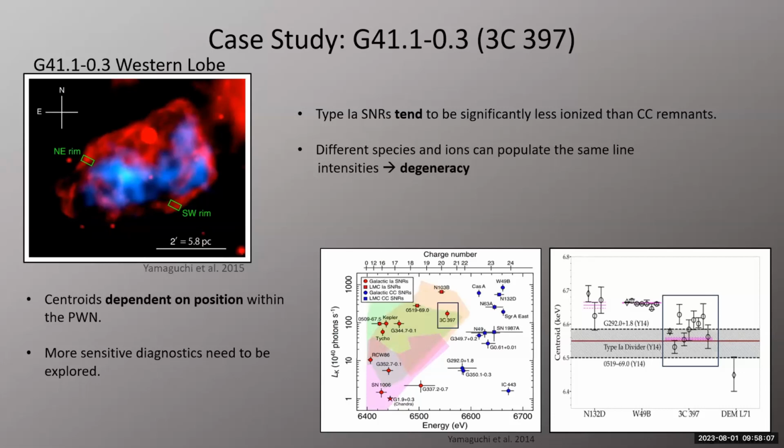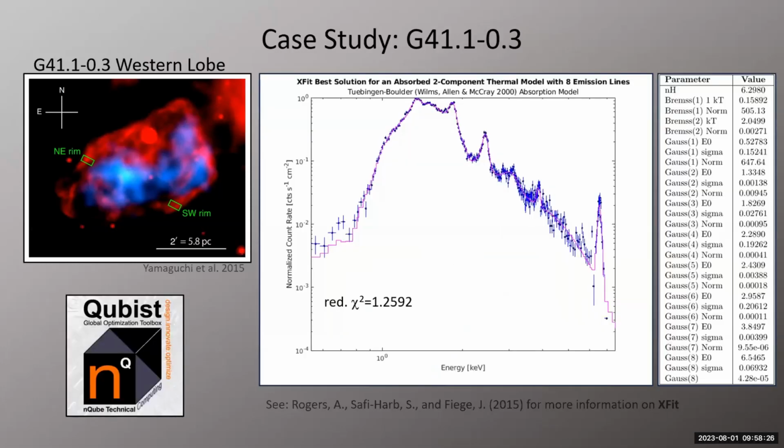My interest is in using archival and future high-resolution spectroscopic data in order to study the fine structure contributions to these line strengths and explore the possible degeneracies in these line populating ions, with hopes of better constraining these centroids. Recently, we used XFIT, an evolutionary optimization algorithm, to fit a 29-parameter absorbed 2-component thermal model with 8 emission lines to the Chandra spectrum of the western lobe of G41. We find this fit with random initial parameter values for the search, which demonstrates the power of these gradient-free methods.